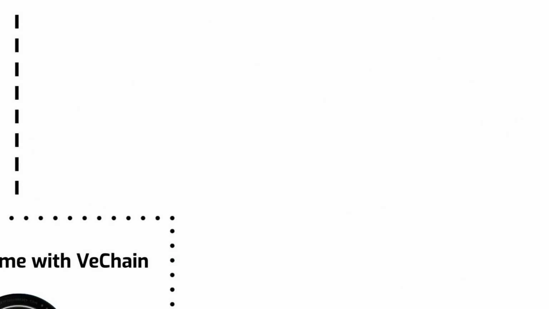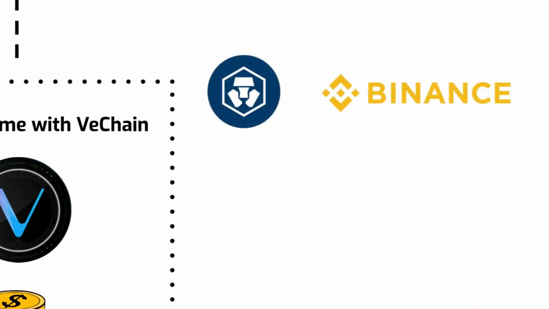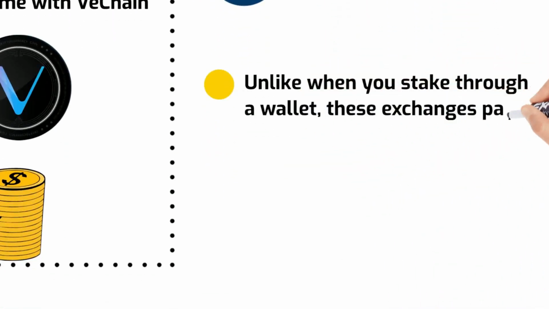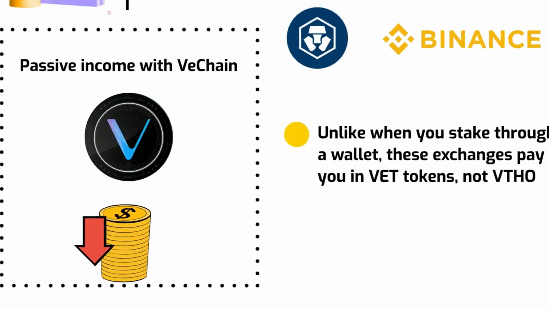Another option is to stake VeChain through a crypto exchange. Crypto.com and Binance.us both support VeChain staking. Unlike when you stake through a wallet, these exchanges pay you in VET tokens, not VeTHO.